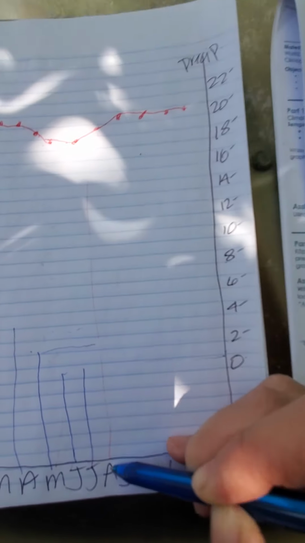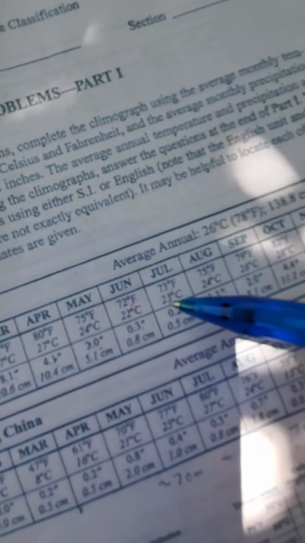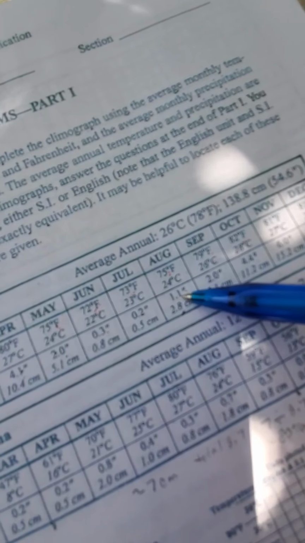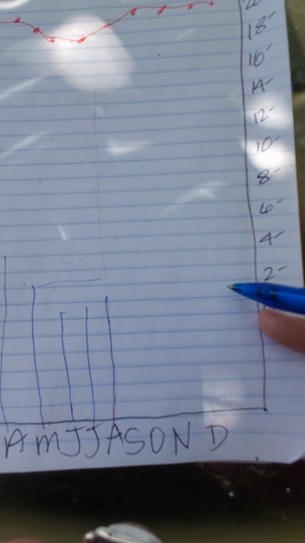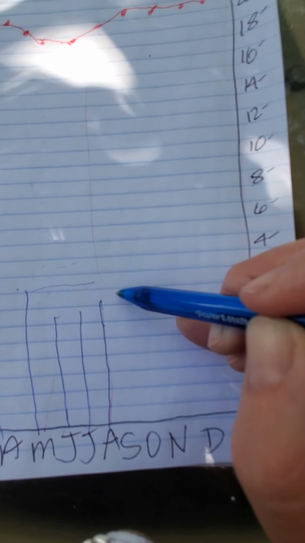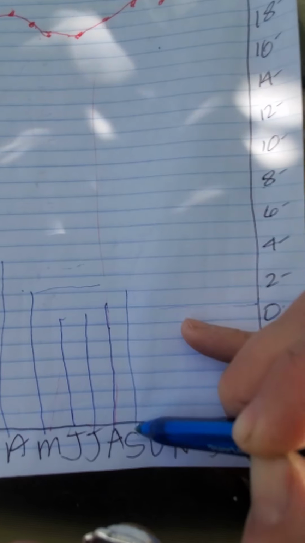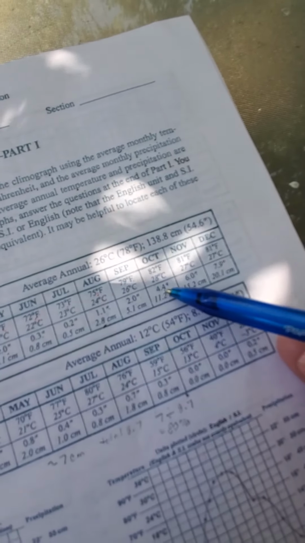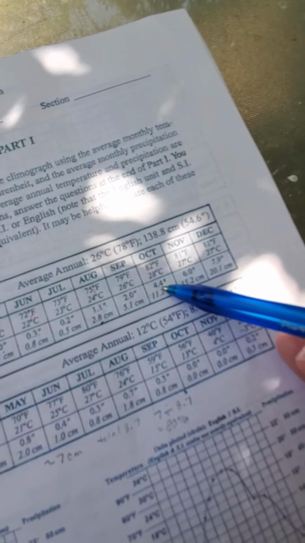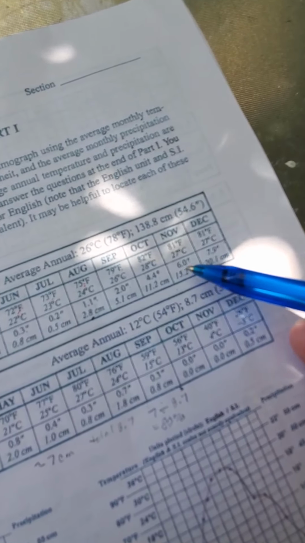Okay, now we're working on August. 1 inch for August, 2 inches for September. Okay, so 1 inch for August. Two inches for September. Okay. October's 4.5. November's 6, and December's back up at 8.